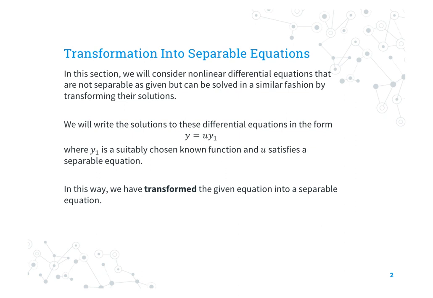And we're going to determine a specific function y1 that's going to be suitably chosen. And we're going to multiply it by another function u that will give us a function y that will satisfy our ODE. So we will have then transformed our non-separable nonlinear ODE into a separable ODE.